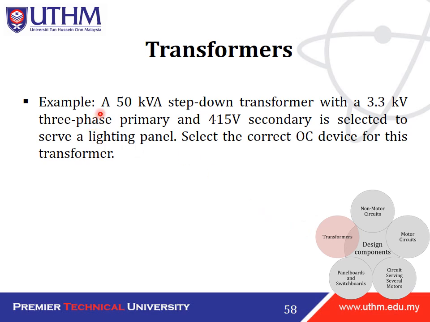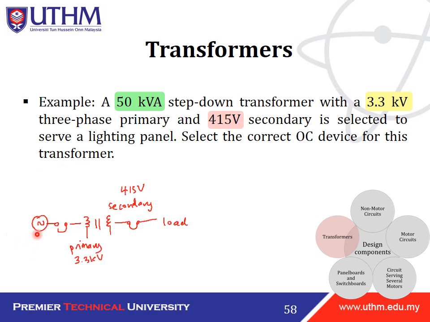Okay, now we have an example on a transformer. A 50 kVA step down transformer with a 3.3 kV 3-phase primary and 415 V secondary is selected to serve a lighting panel. Select the correct overcurrent device for this transformer. To understand this question, we need to understand some points. From the question, 50 kVA is the S value, 3.3 kV is the primary voltage, and 415 is the secondary voltage.